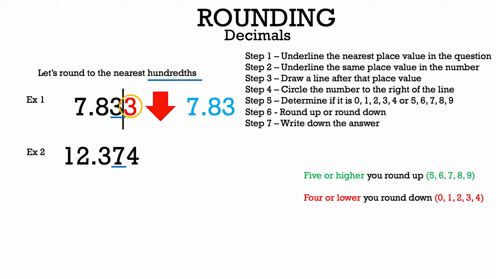Take a look at example 2. We're going to underline the 7, draw the vertical line, circle the 4. Since it's 4 or lower, we round down and we get 12.37.